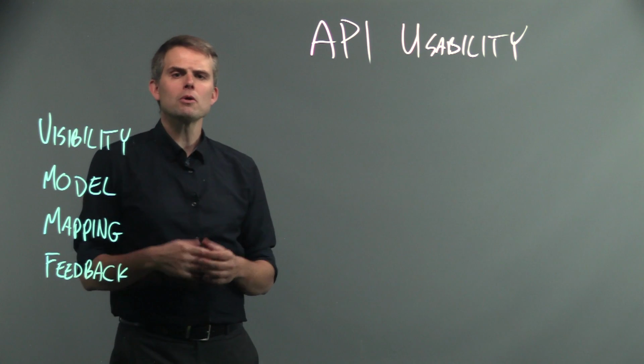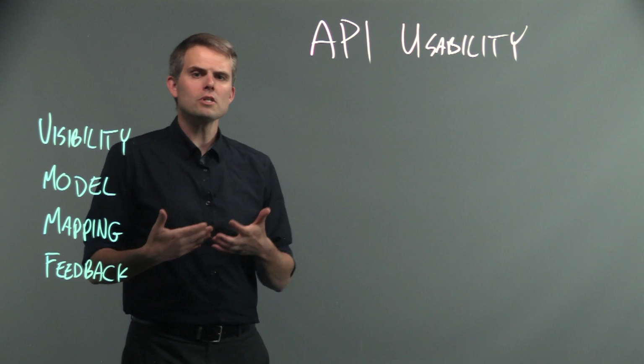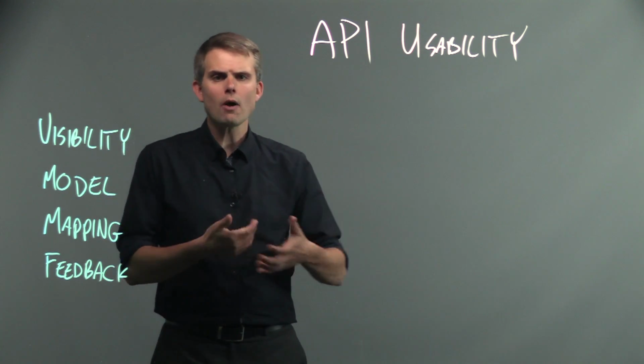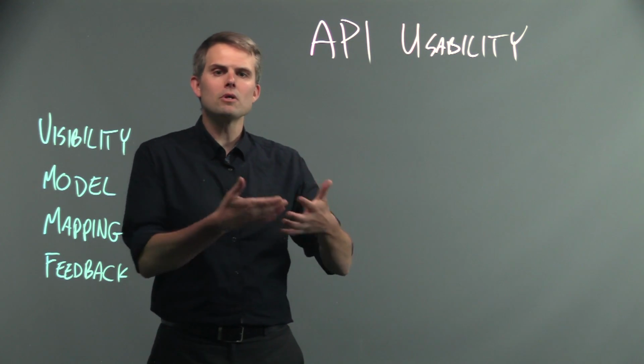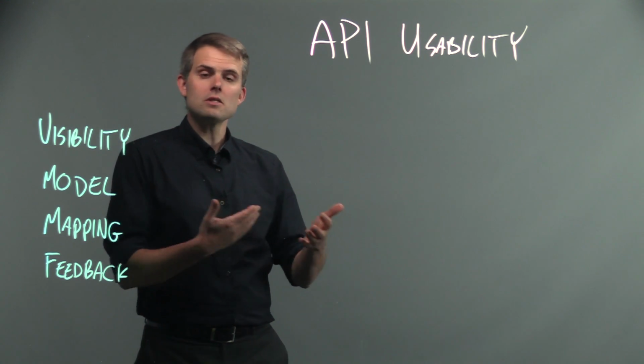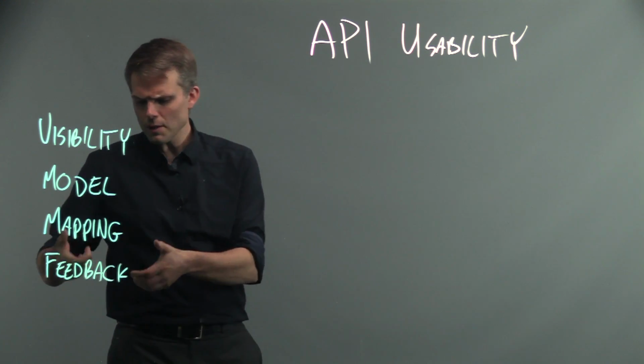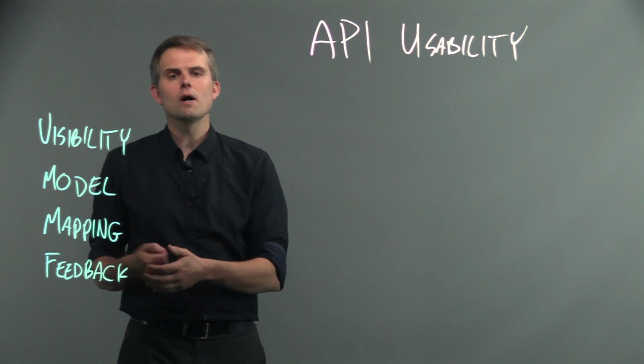Also for model and mapping, we can think about error rates. How well does the API prevent us from doing something that doesn't actually make sense? How can we ensure that the developer does the right thing? And finally, in terms of feedback, we can think about user satisfaction more than error rates. So we can think about how satisfied the user of this API is.